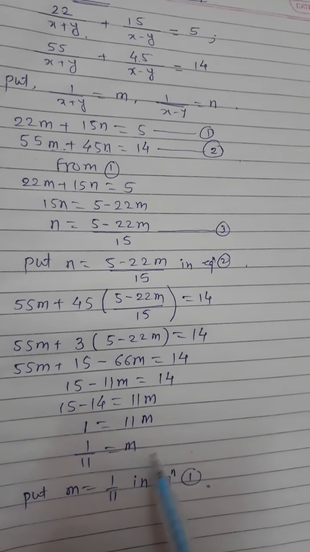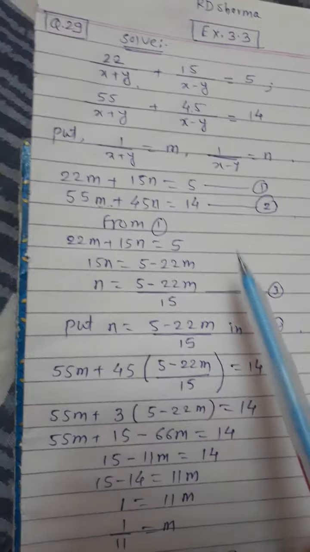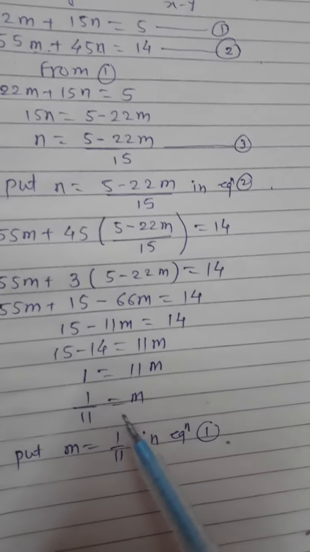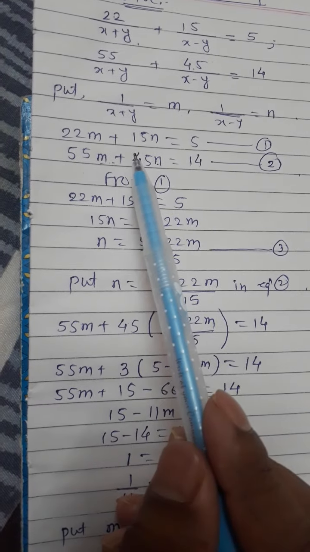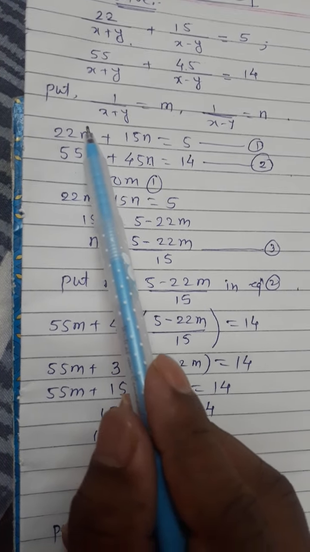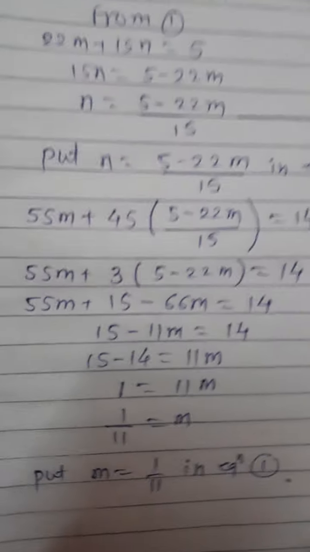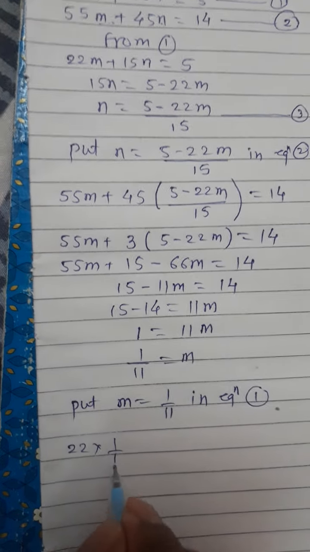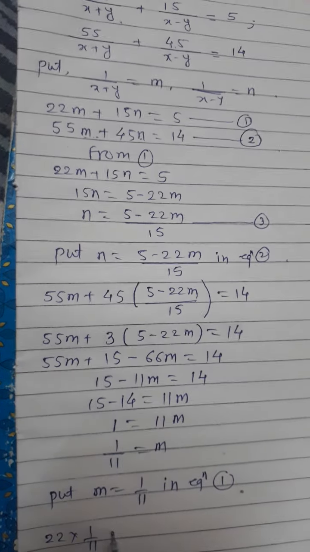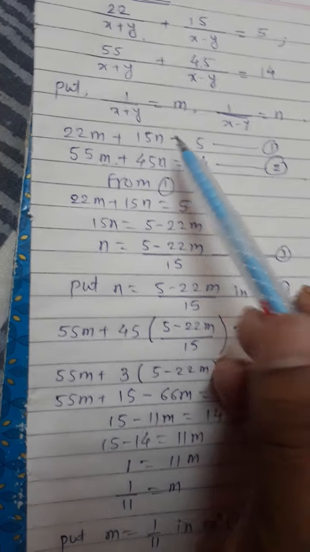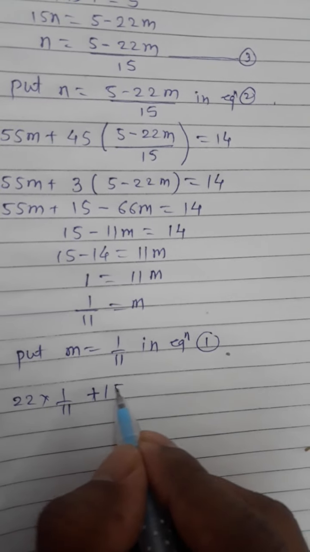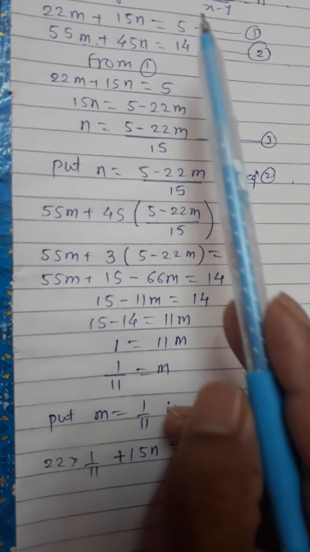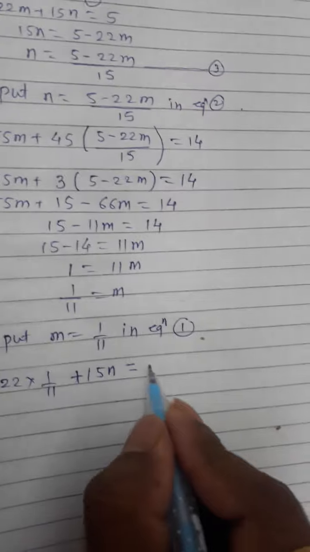So put m is equal to 1 by 11 in equation 1, 2 or 3, but equation 1 is very easy. So put m is equal to 1 by 11 in equation number 1. So it becomes 22m, and m is equal to 1 by 11. So it becomes 22 into 1 by 11 plus this 15n as it is, and it is equal to 5.